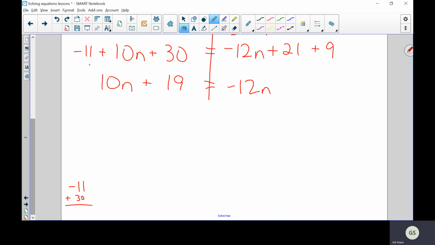Didn't do anything with a 12n because there's no other term. I'm not looking over there. There's no term over here on the right side. There's no term with an n. So I just write negative 12n. 21 plus 9, just 30.